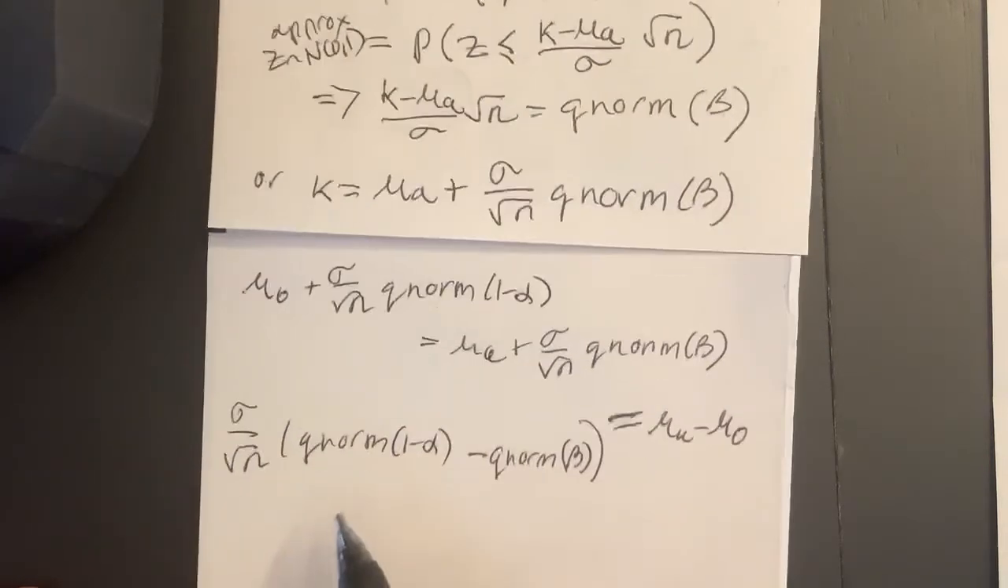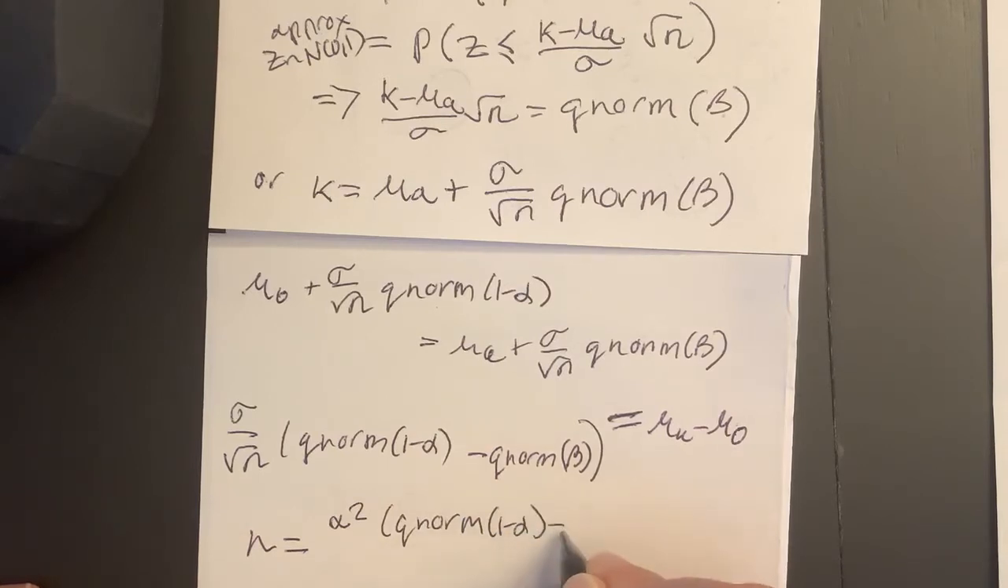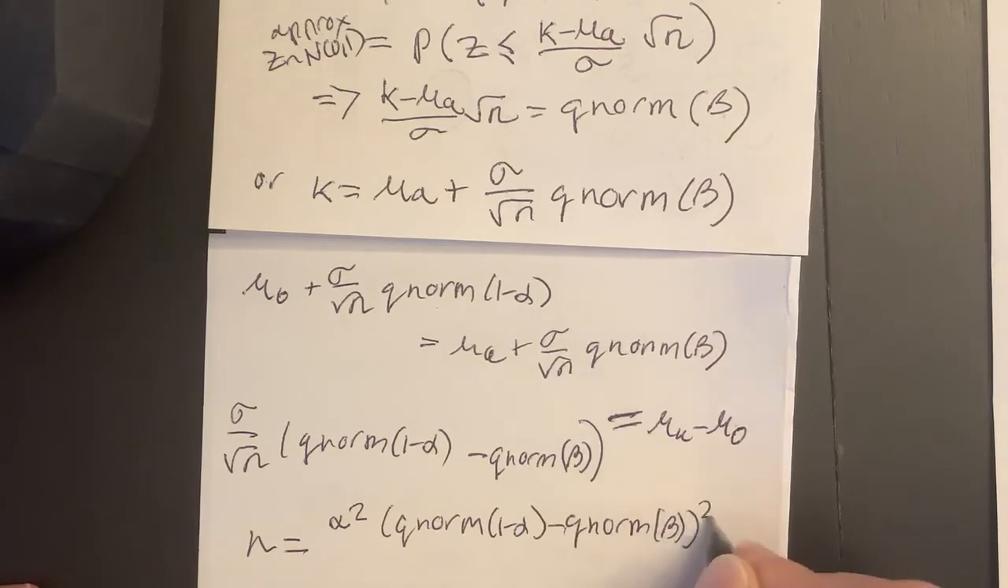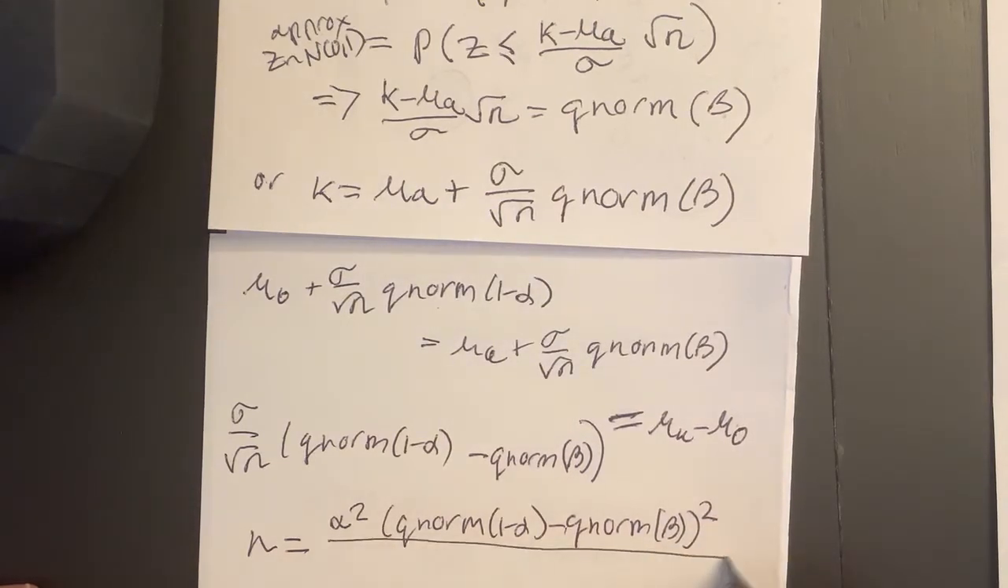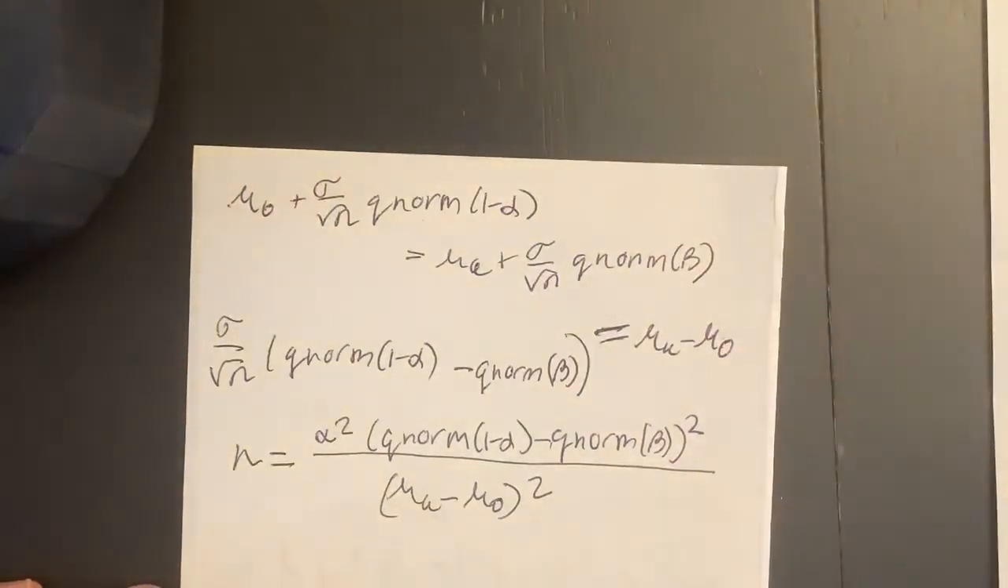Subtract, yep. And so we have n is equal to, multiplying and dividing, sigma squared times Q norm of 1 minus alpha minus Q norm of beta, all squared, divided by mu A minus mu 0, also all squared.